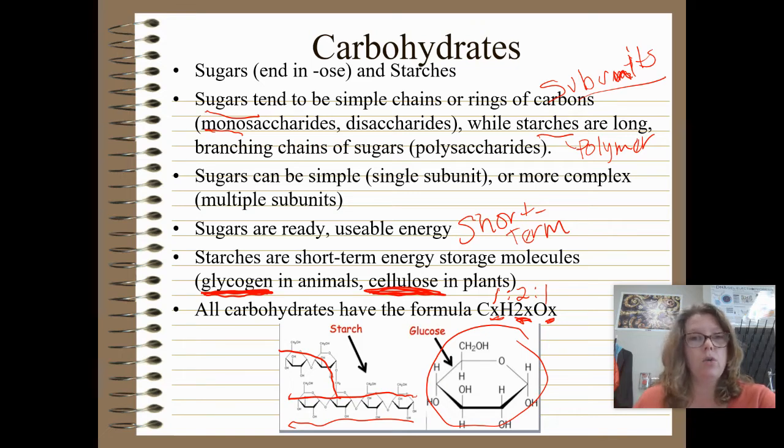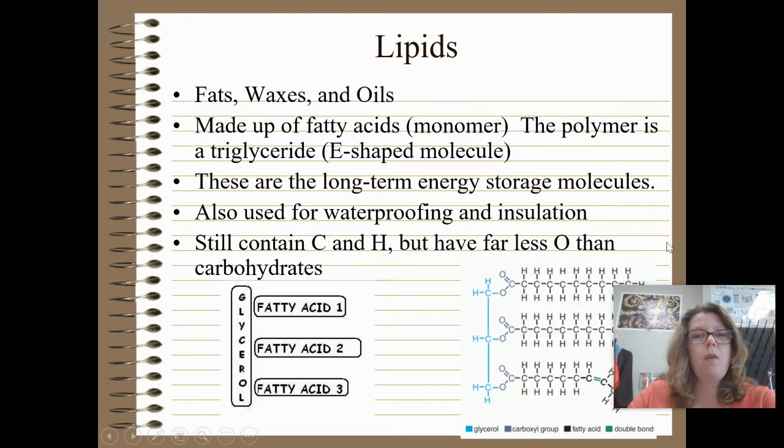C11H22O11. That's sucrose. Okay, so you get the idea there. So that's the carbohydrates. The next group of molecules are the lipids. This is another family of biochemicals. The lipids are the fats, oils, and waxes.